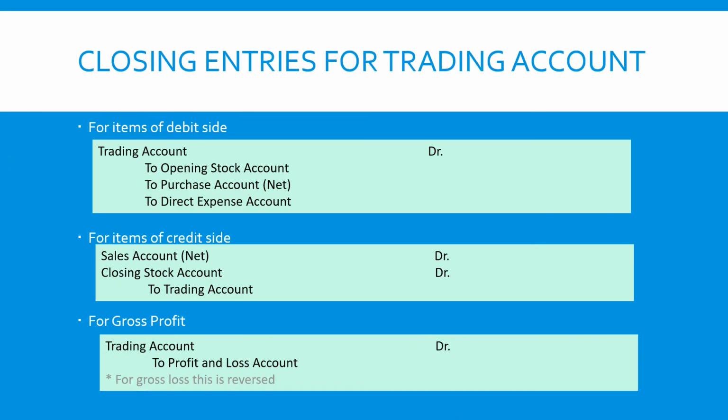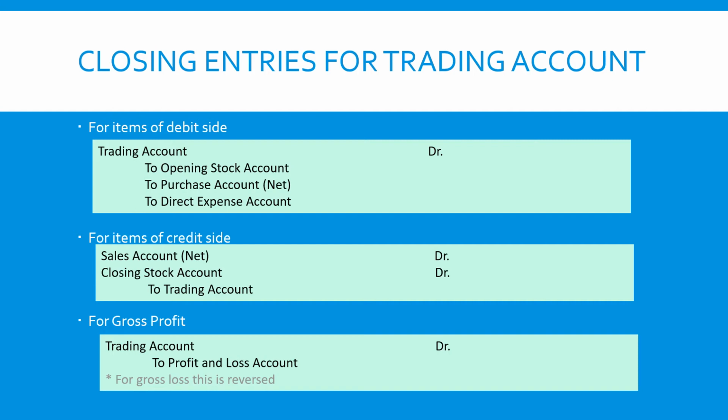Now, after we have completed drawing the trading account, there are a few entries that we normally enter, the journal entries. The first item is on the debit side: the trading account, just to close out those accounts from the trading account. So we will debit the trading account and credit the opening stock, the purchases net of returns, and the direct expenses. This relates back to the trading account items we have already drawn. Similarly, on the credit side, we debit the sales account and the closing stock account and credit the trading account. This is the trading account in journal format.